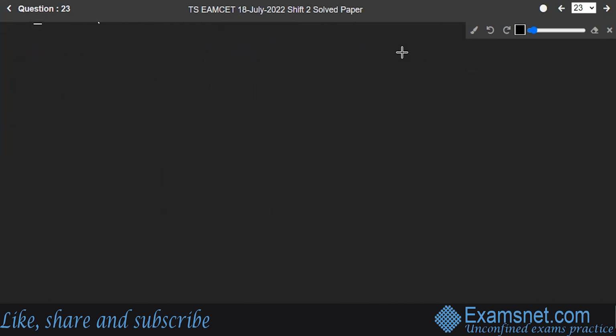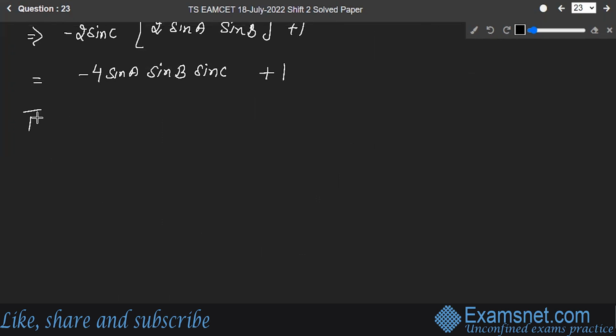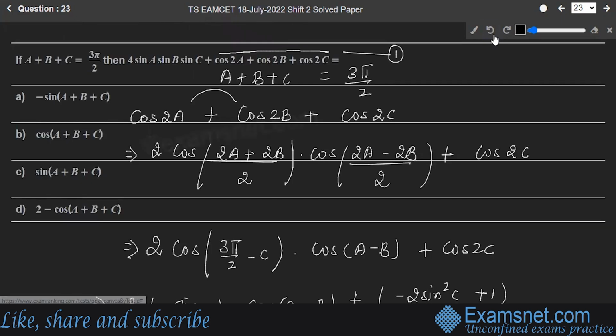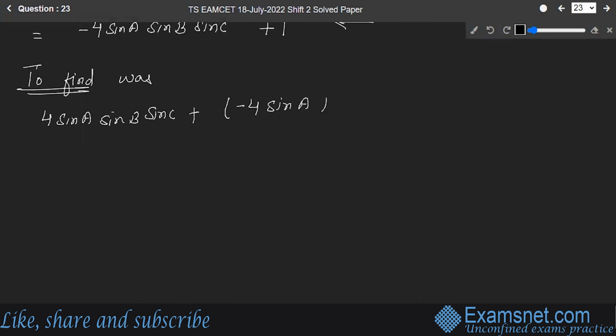The given equation was to find 4 sin A sin B sin C plus cos 2A plus cos 2B plus cos 2C. We find out the value for that as this. Let's fill in. Minus 4 sin A, sorry, not plus, sin B sin C plus 1. This will cancel and I'll have 1 as the answer.